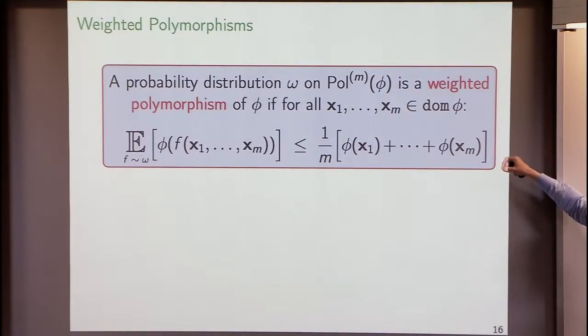So here's the formal definition. You start with a function phi. You look at the set of its m-ary polymorphisms, a finite set. And a probability distribution on this set is a weighted polymorphism if the following is true.